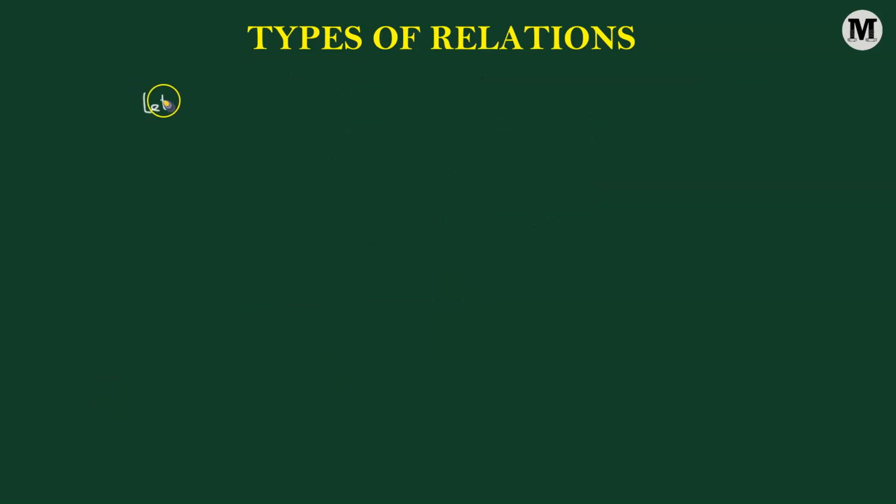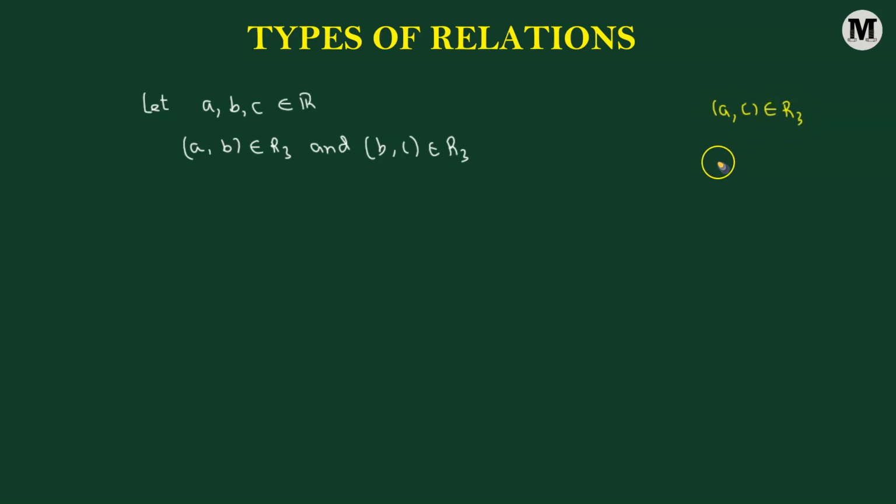So here we're going to consider three elements a, b and c. These are all real numbers. Then we're going to consider two ordered pairs. One of the ordered pairs is (a, b), which belongs to the relation R3. And we have another ordered pair (b, c) belonging to the relation R3. Our goal will be to show that the ordered pair (a, c) also belongs to the relation R3.